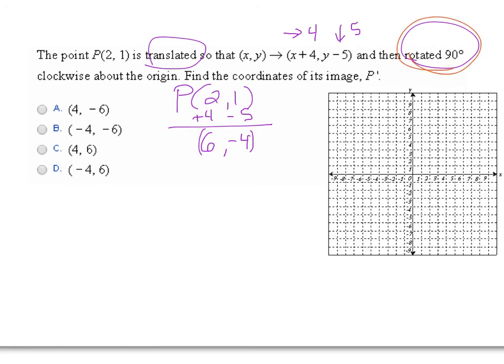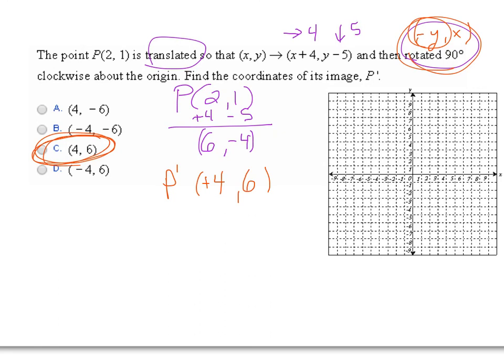Then if I need to rotate it 90 degrees, my rule for that is negative y comma x, if you look back to our rules. So that means that I need to take my x value, which is my 6, and now that's my y. My y, that's negative 4, I need to move it up in front, and I need to make it the opposite sign. So it becomes a positive 4 and a positive 6. This would be my p prime, where I would end up. So my answer would be positive 4, positive 6, and that would be my letter C.